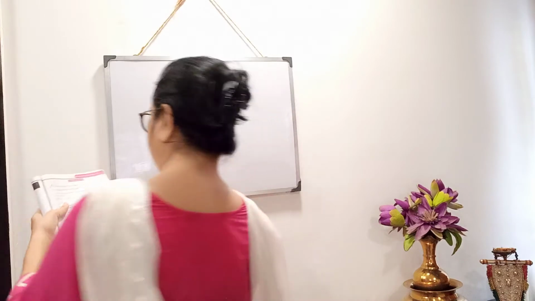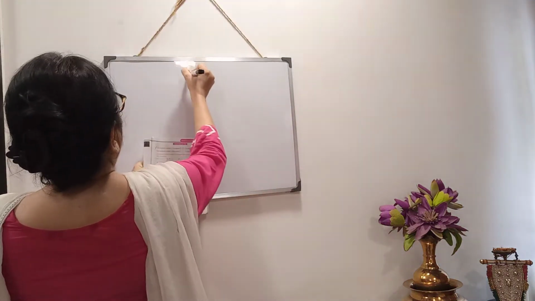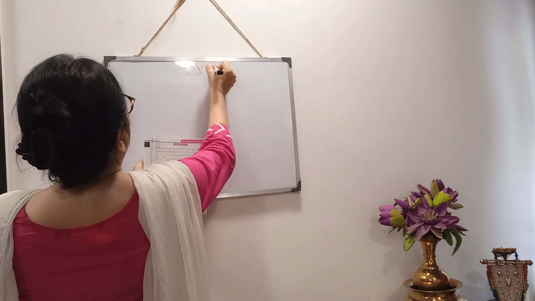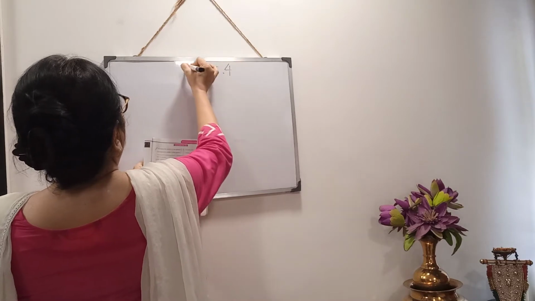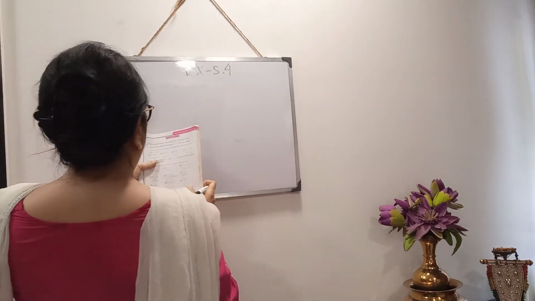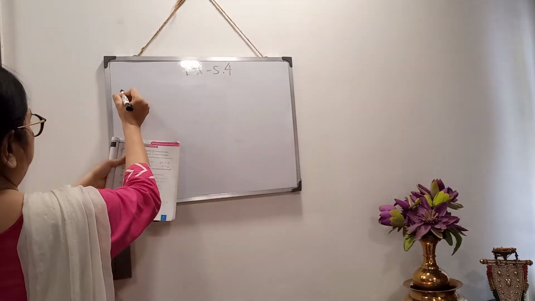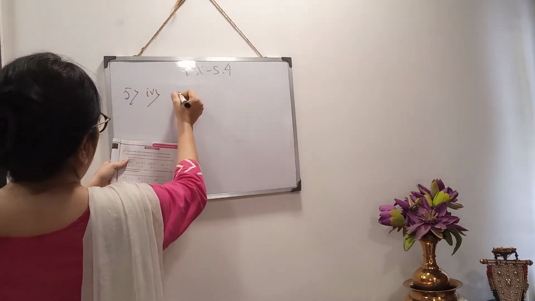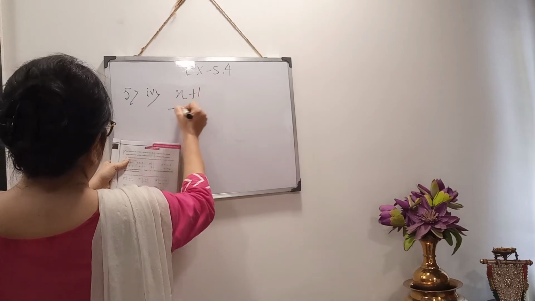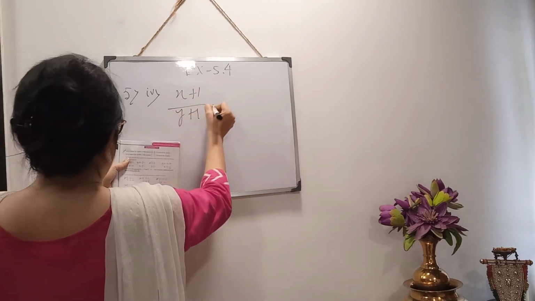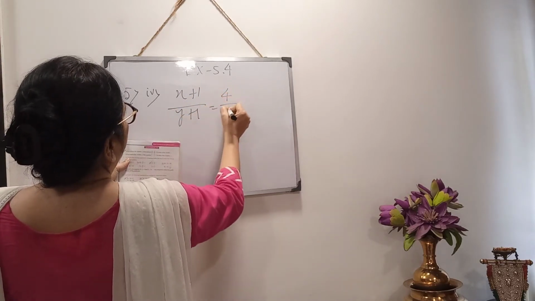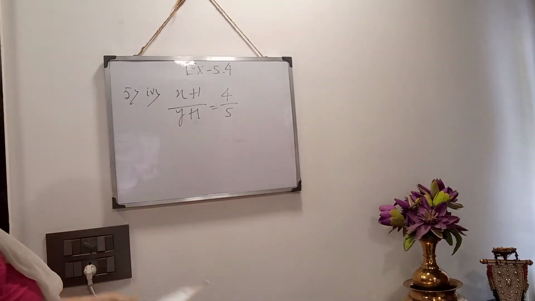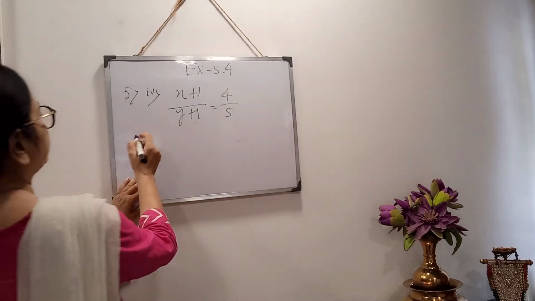Exercise 5.4. Now if the sum is of this type, then what to do? First you cross multiply.